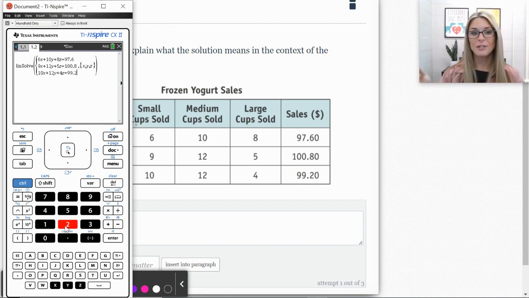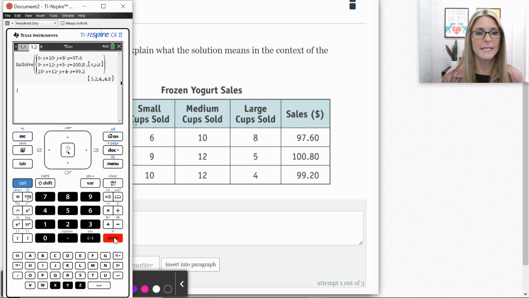it is a little tricky. After you hit enter, it's kind of tricky to go back up in there. Let me show you that here in a second. But here's our solutions. 3.2.